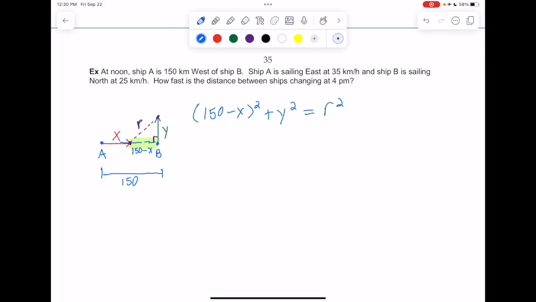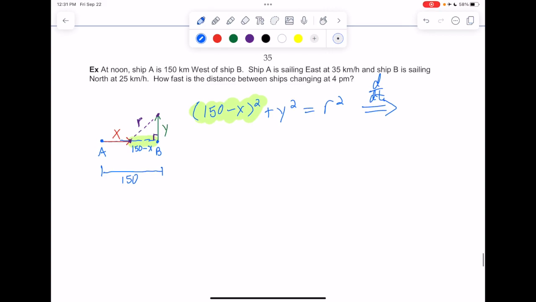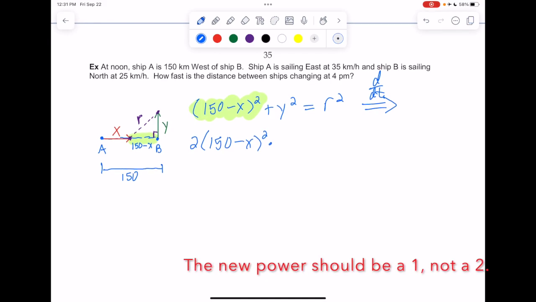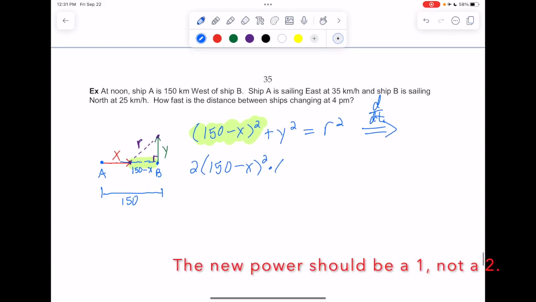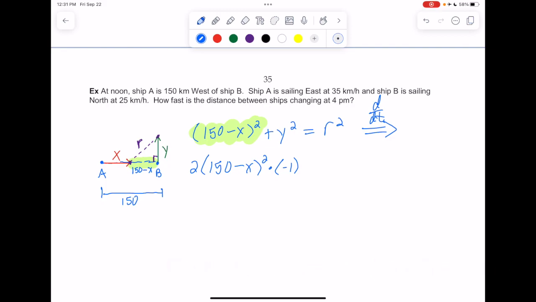But we want to know at what rate is the distance between them changing, so we need to take derivatives, and that derivative will be taken with respect to T. So our next step is to take the derivative of both sides with respect to T. So we've got some extra chain rule going on here. If you want to just take the derivative of this piece, that already involves the chain rule because we have a quantity to a power. So you would bring the power down times the power one less times the derivative of the inside, which would be negative 1 times the derivative of the x itself with respect to t, which would be dx/dt.